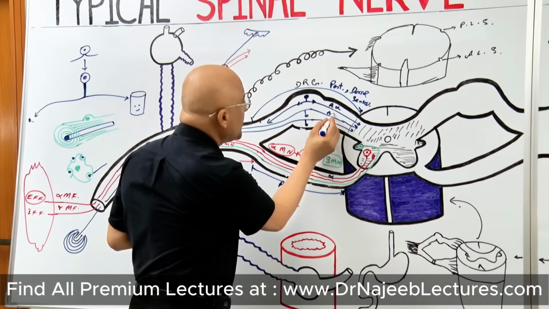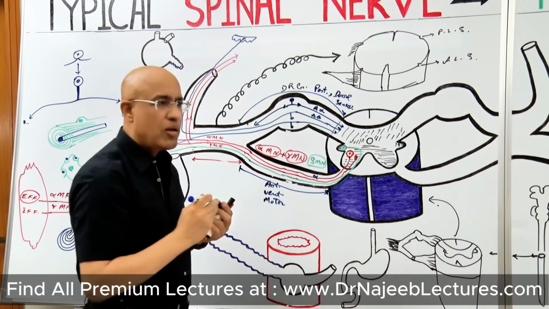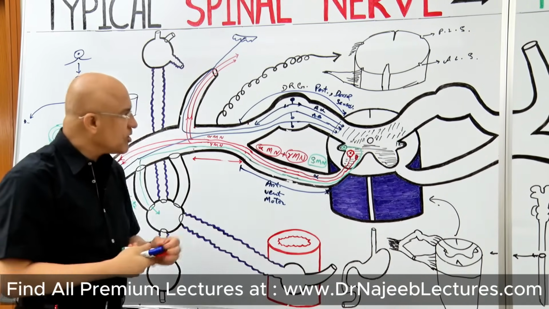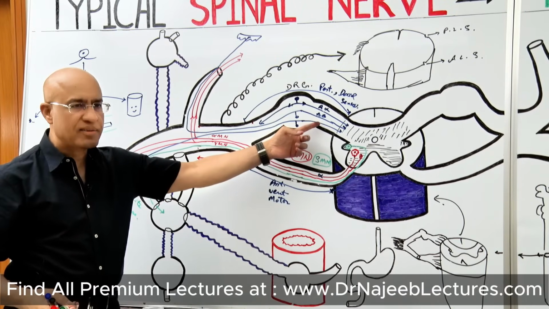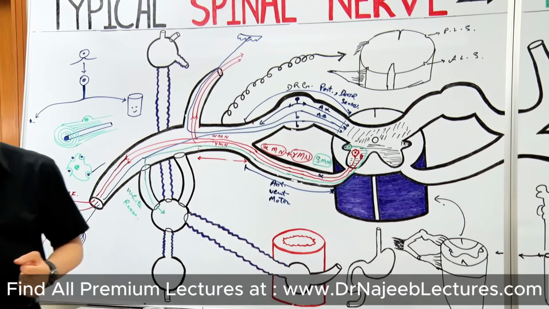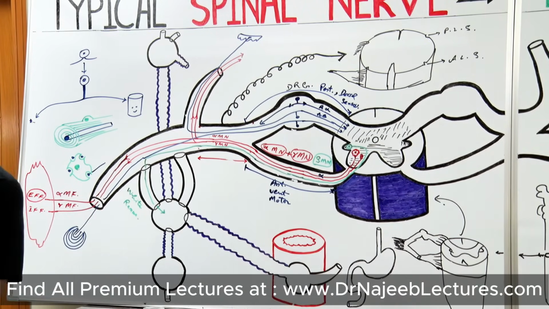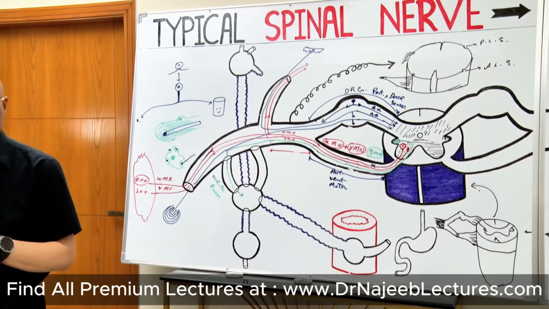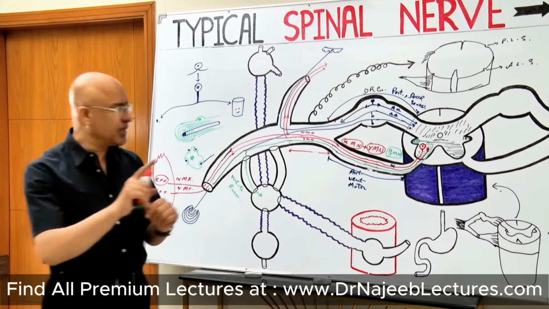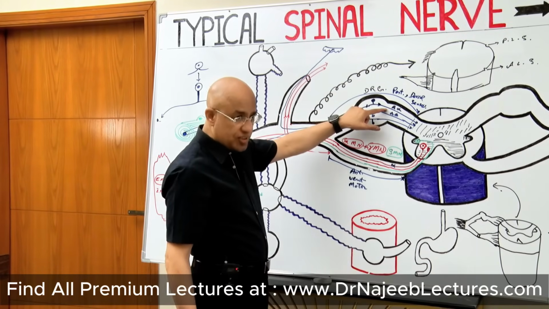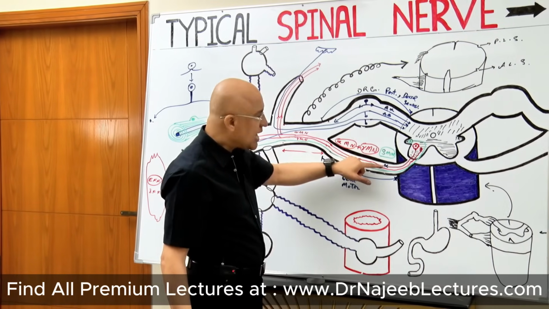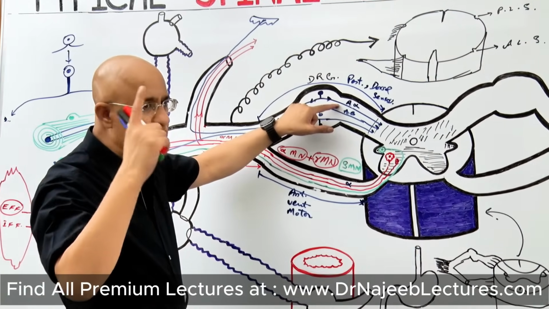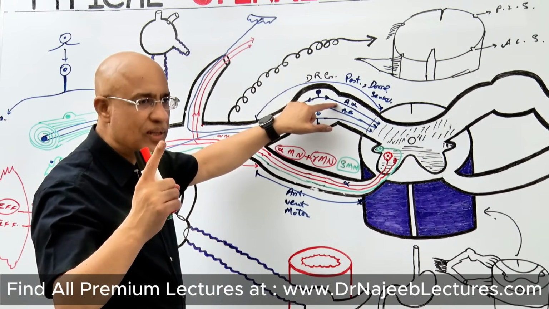Now, A alpha, then come A beta. Actually, A beta fibers are relatively less myelinated, right? So their conduction velocity will be less. They will bring sensations of fine touch, 2-point discrimination, light touch, light pressure, and vibration, right? So again, A alpha sensory, here A alpha motor.